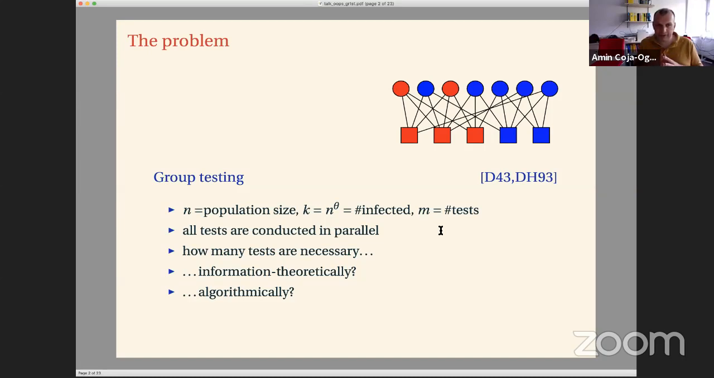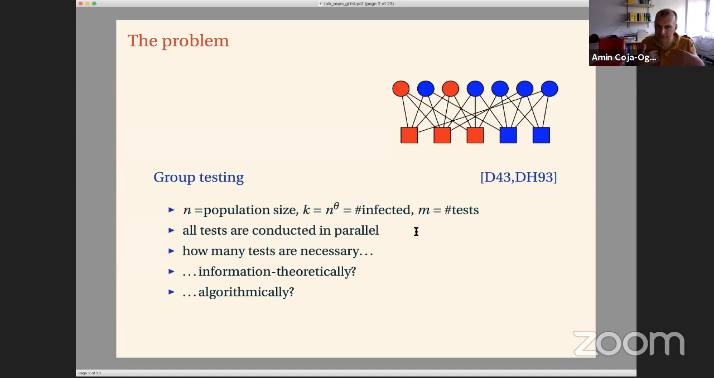When we started looking into group testing about a year and a half ago or so, the following scenario seemed very far-fetched. Imagine that there's a new virus spreading across the planet, and there's a very large population, for example, the population of Europe or of North America. And there's a scarcity of test resources to check people for infection. In the early stages of this infection process, you may assume that the number of infected people actually scales as a polynomial n to the theta of the entire population size.